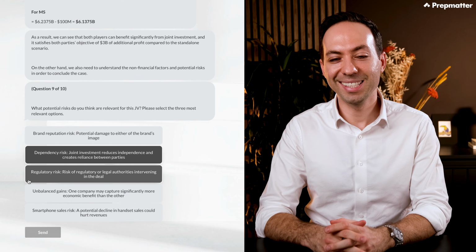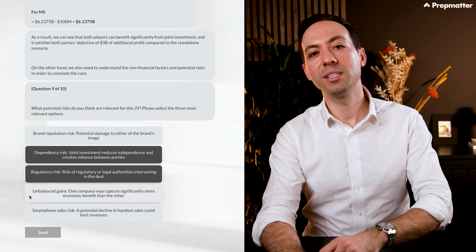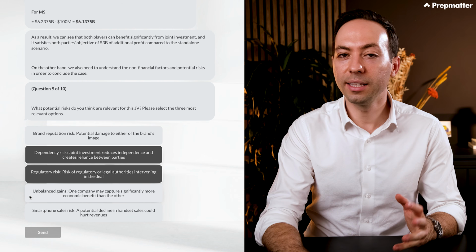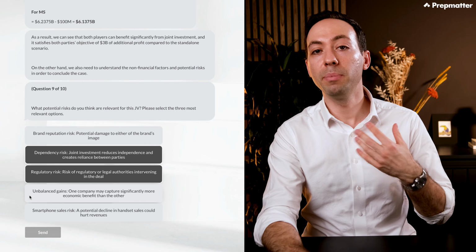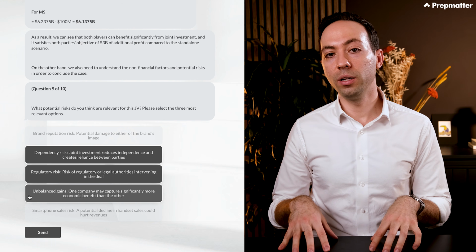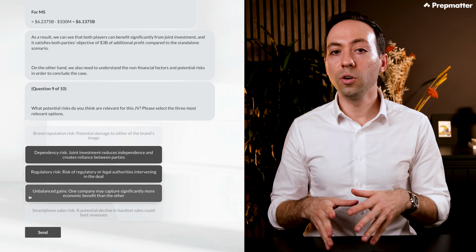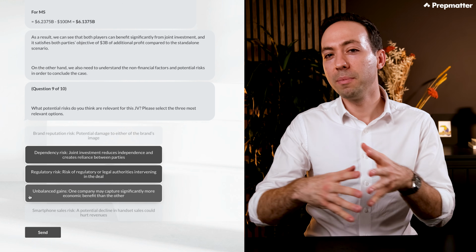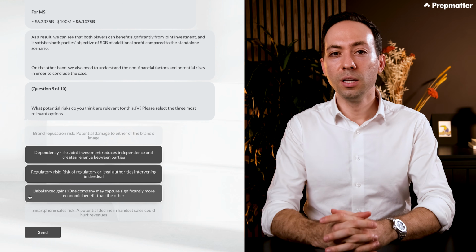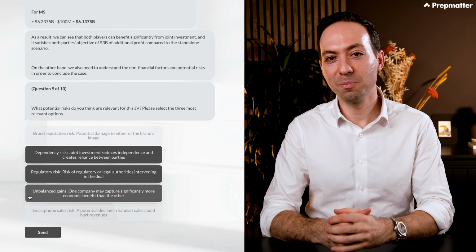Next, unbalanced gains. One company may capture significantly more economic benefit than the other. In my opinion, this is the biggest risk. We calculated earlier how much each client will benefit from this deal. Salon gains $13 billion while MS gains $6 billion from this. So MS may renegotiate the terms of this partnership.